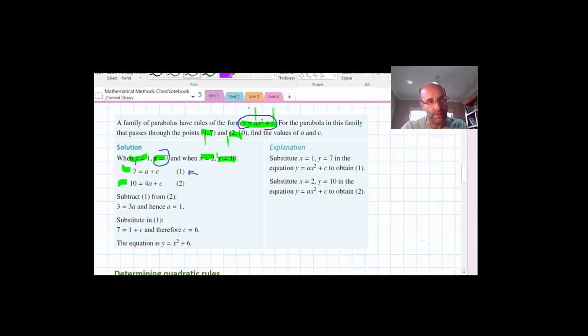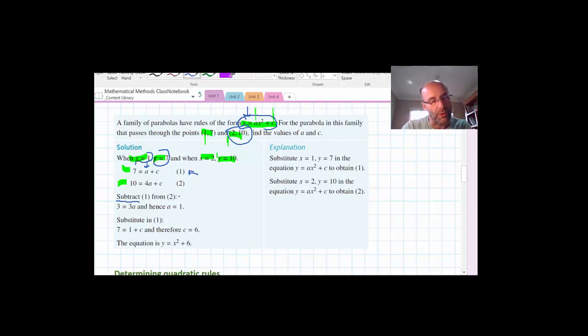So y is 7 from there. Sub it in the position of y. A, you can see, where did the x squared go? Well, x squared is 1 squared, which is 1, so that's 1a. So we can just write a. C, we don't know what that is yet. And we do the same with equation 2 using this point here.